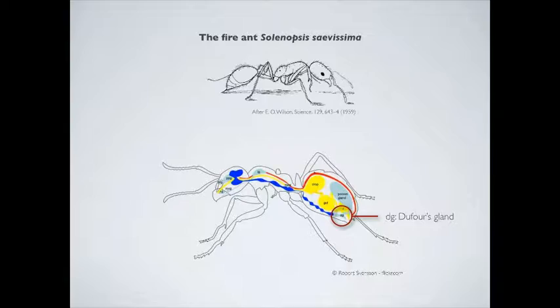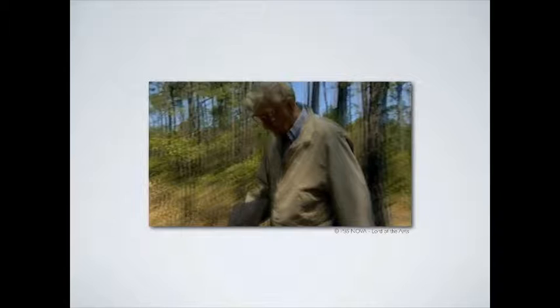But anyway, back in the late 50s, early 60s, E.O. Wilson was very interested in understanding how ants coordinate their activities, in particular how they use chemicals and pheromones to coordinate their activities. And he was very interested in a pheromone that's produced in this particular gland here called the Dufour's gland. And I will let the man explain to you or show you how this pheromone acts on the behavior of the ants.